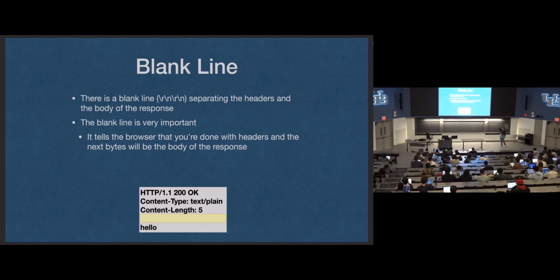So it reads the content length, looks for the blank line, and then it knows it's reading 5 bytes after that blank line, and then that's the juicy content. That's what we're actually sending to the user.